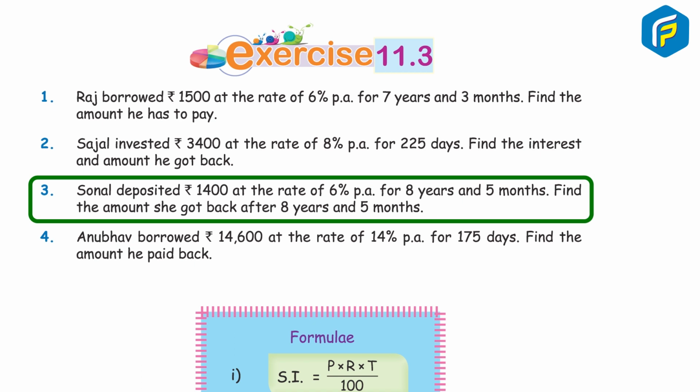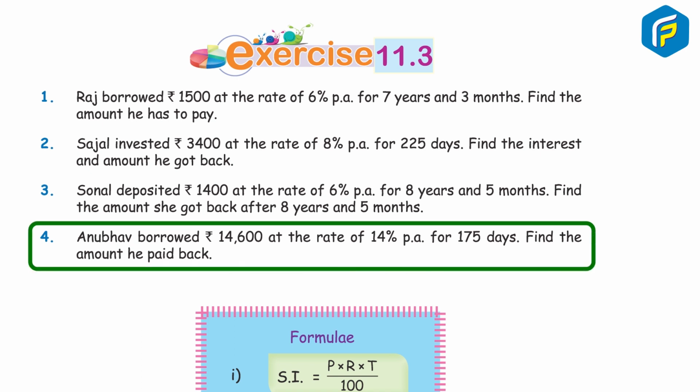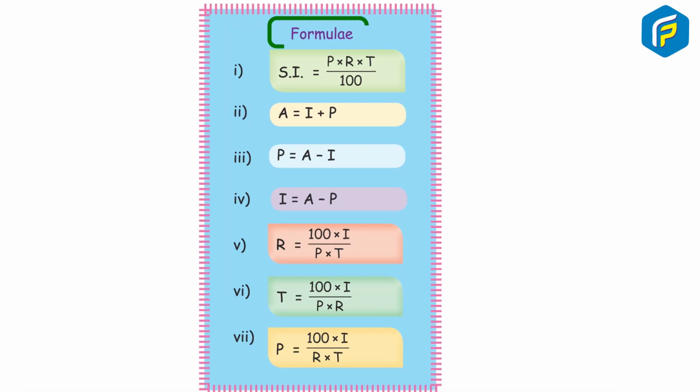Answer: 2107. Question 4. Anubhav borrowed rupees 14,600 at the rate of 14% PA for 175 days. Find the amount he paid back. Answer: 15,580. Formulae. 1. SI is equals to P into R into T upon 100.